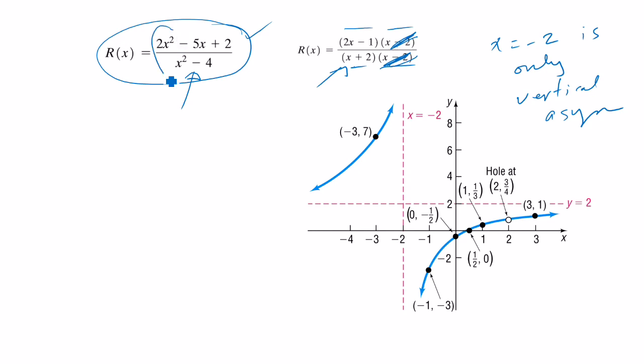Also notice that the horizontal asymptote is going to be y equals 2, from 2x squared over x squared. So that's the horizontal asymptote. Now if you graph the function, you get a vertical asymptote at x equals minus 2 and a horizontal asymptote at y equals 2.